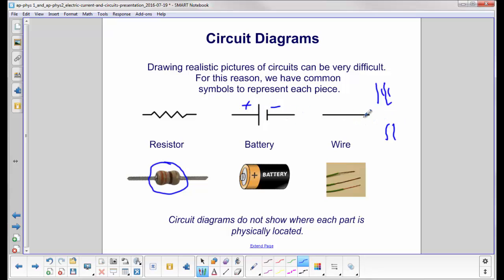A wire is just a straight line. Circuit diagrams don't show where each part is physically located. It's just a logical schematic of what's going on.